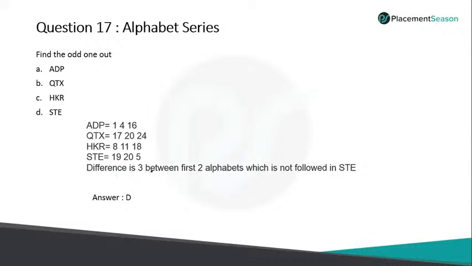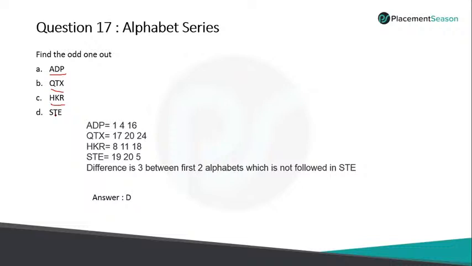The difference of 3 between the first two letters is not followed in STE. So if I take the comparison, here 1, 4, the difference means there are 2 letters between them. Here between 2 letters. Here between 2 letters. Here, between 19 and 20, there is no letter. That's the logic of the odd man out. So sometimes if you compare in this way, in the series, it will follow some series, right?